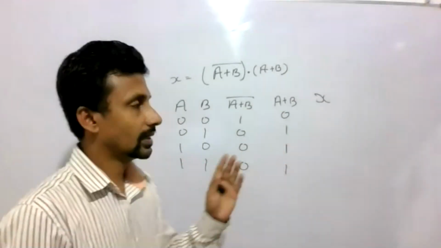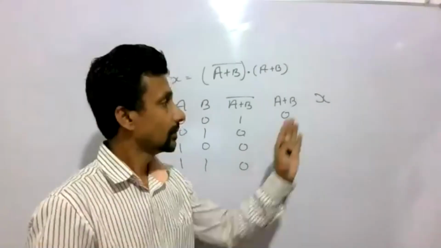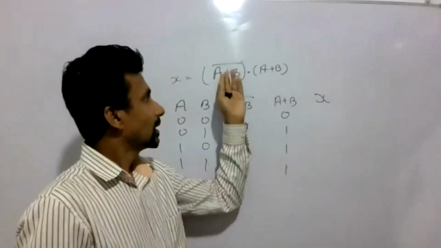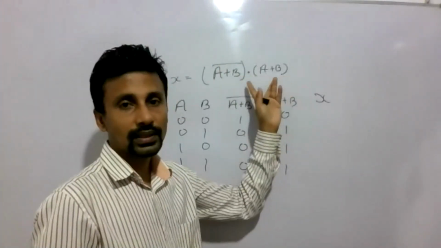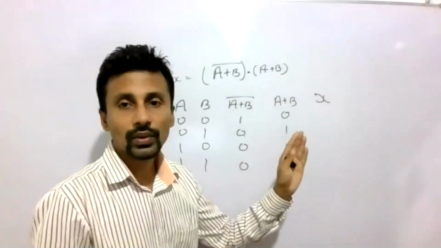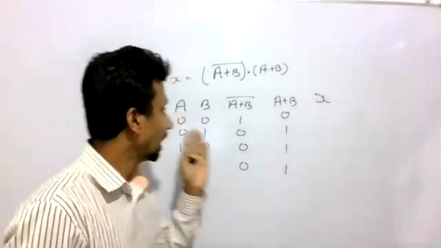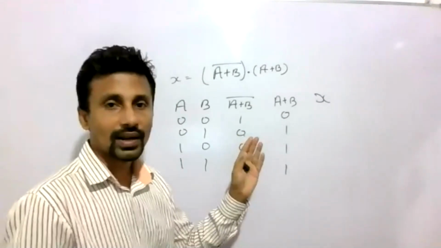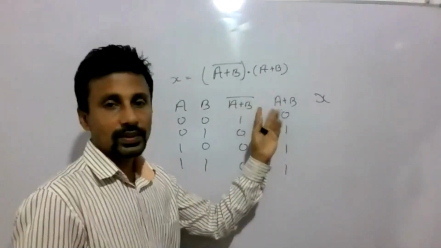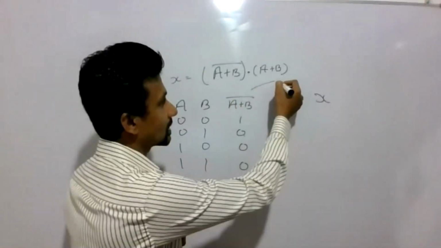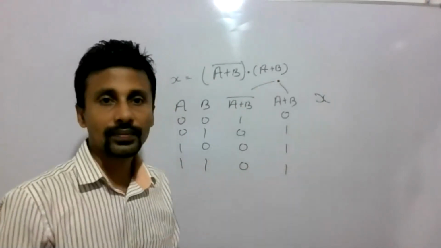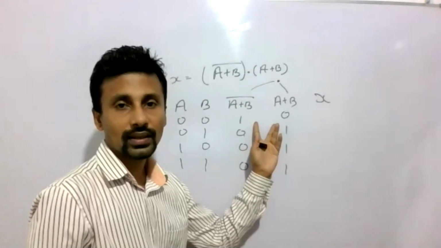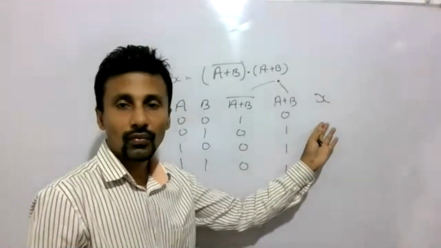Now this is the confusing place. X means what? A plus B dash dot A plus B. So now inputs are not A and B. Inputs are what? These two expressions, connected with a dot. Now you have to check these two expressions to take the final output.